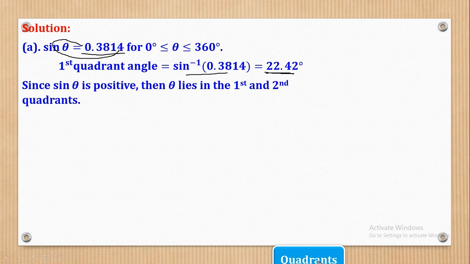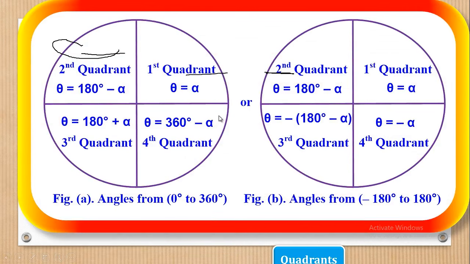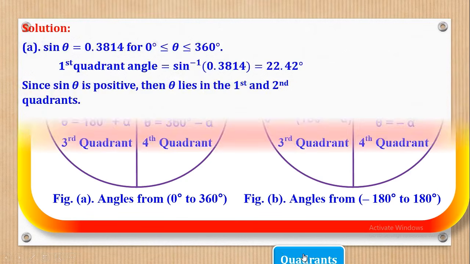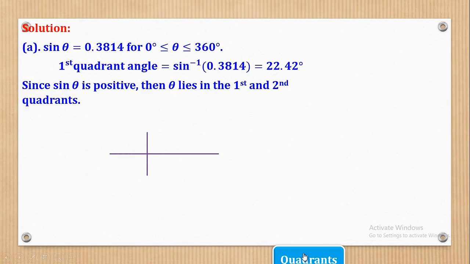Now, because it lies in the first and second quadrant, and the range of angles is from 0 to 360 degrees, we're going to use this circle here. In this diagram, first quadrant is got by that, and second angle is got by that. So our values of theta will be this first quadrant angle and 180 minus the first quadrant angle. But we can also illustrate it for you to easily understand this. So let's do the illustration.